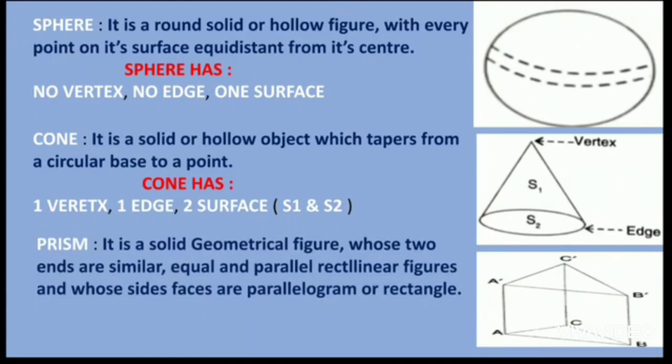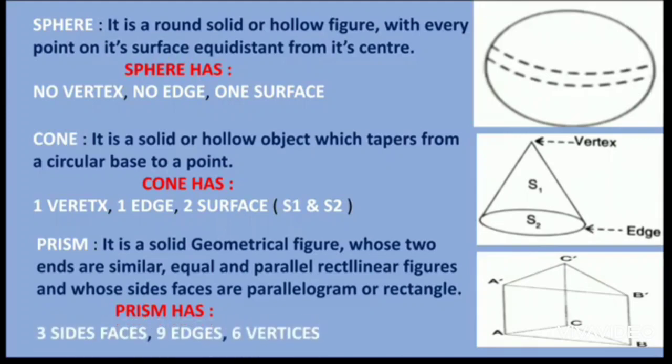Prism. It is a solid geometrical figure whose two ends are similar, equal and parallel rectilinear figures, and whose side faces are parallelograms or rectangles. The prism has three side faces and 9 edges, you can see the edges AC, A dash C dash, A dash B dash, B dash B. So it has 9 edges and 6 vertices, corners A, B, B dash, C dash.